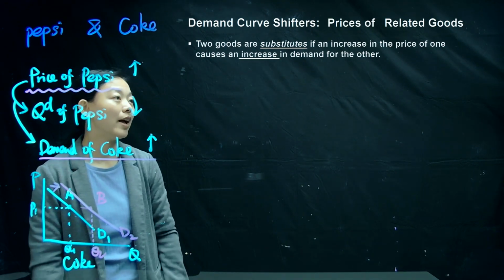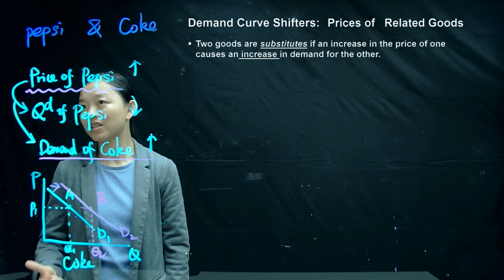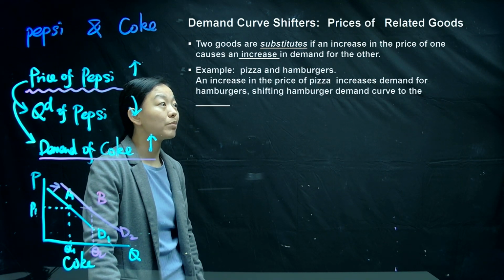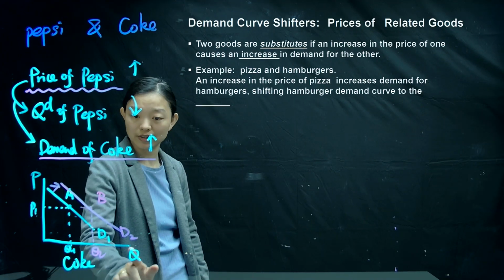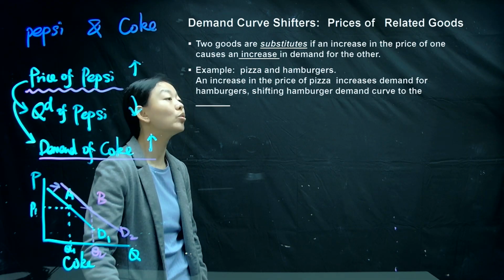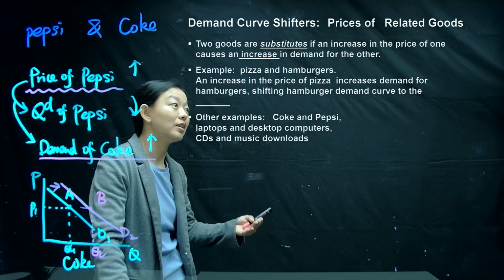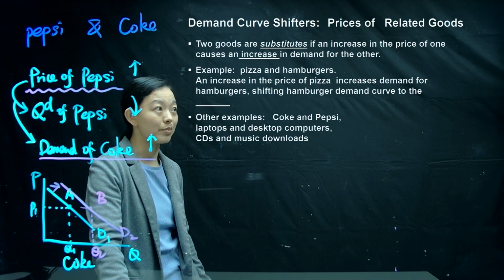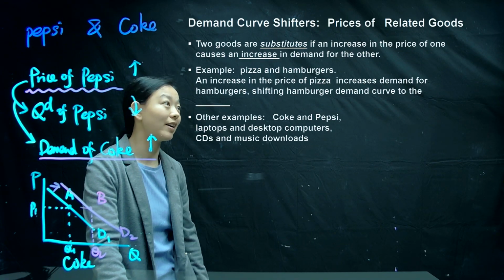Can you think of other examples of substitutes? For example, we can think about pizza and hamburger, right? An increase in the price of pizza will increase demand for hamburger, shifting the hamburger demand curve to which side? Increasing the demand for hamburger will shift the hamburger demand curve to the right-hand side, okay? And you can think about other examples of substitutes, like breakfast cereal and waffles, something like that.